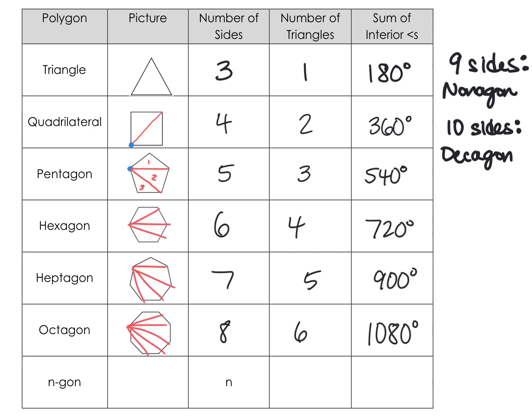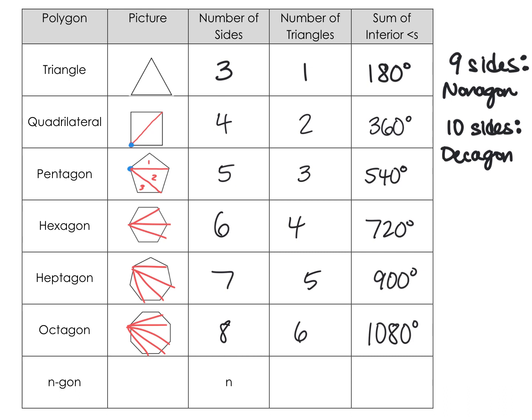For sure by now, hopefully you filled up everything until here, right? So if it's got 8 sides, you know that it's going to break up into 6 triangles because of this situation. You can count them. And you multiply 6 times 180, you get 1,080, okay? That's the same process for all of these.